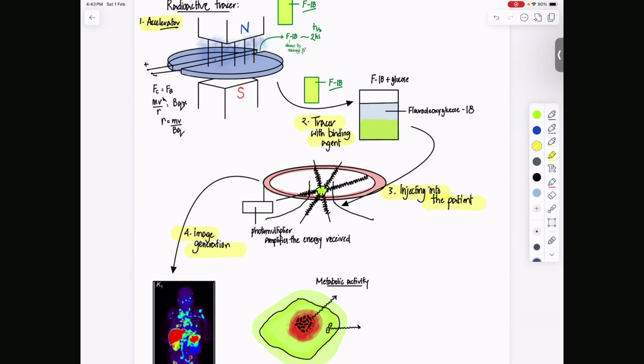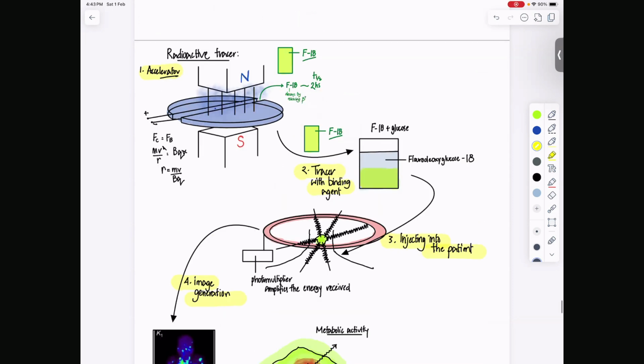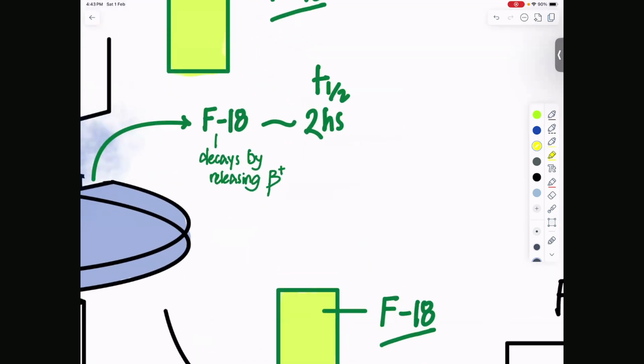Why did we use fluorine 18? Very good question. Fluorine 18 is a radioactive element and it undergoes beta plus decay. So fluorine 18, when it decays, it produces beta plus. The beta plus basically means your positron. And the positron then interacts with your electrons to produce a gamma radiation. So fluorine 18 is the best element that we have for producing beta plus.